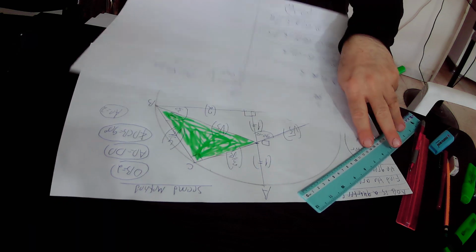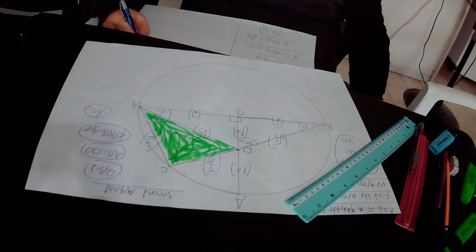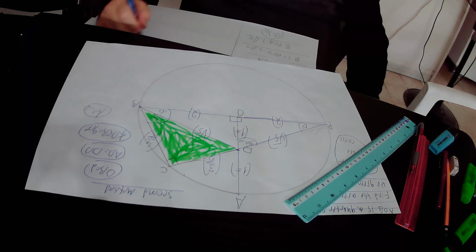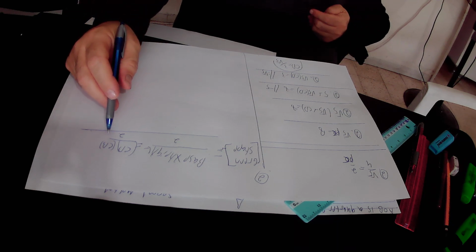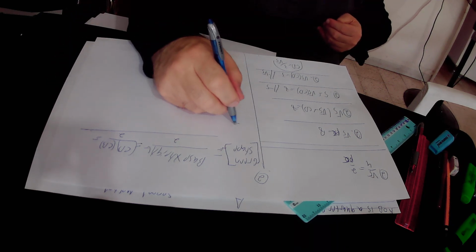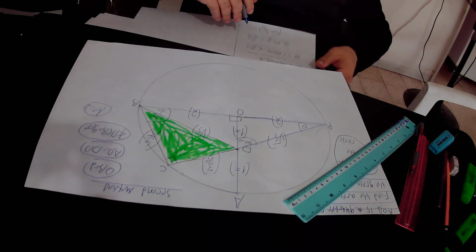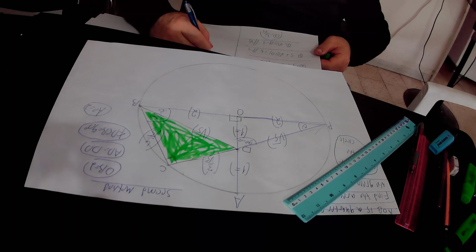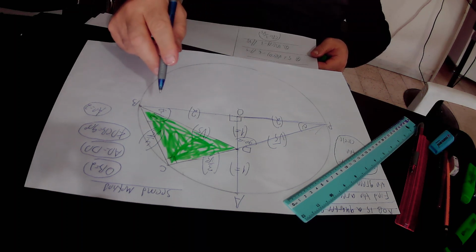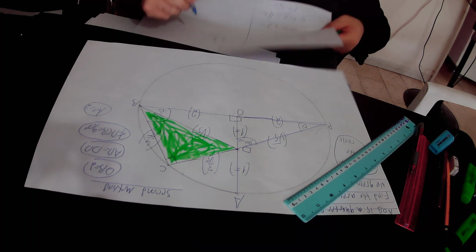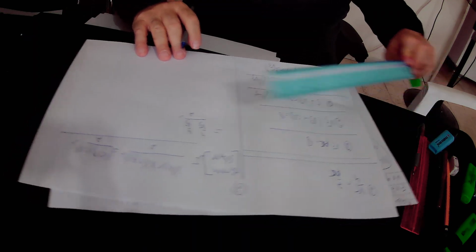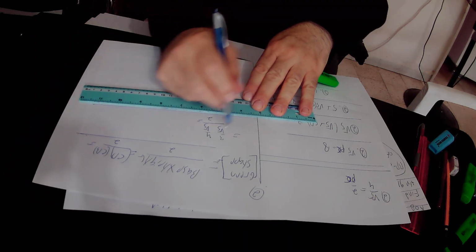Again, we'll choose the base as side CD, and the height as side CB divided by 2. So the area of the green shape equals the base, that is CD, times the height to the base, that is CB over 2. So the area of the green shape equals CD, which is 3 over square root of 5, times CB, which is 4 over square root of 5, divided by 2. So the area of the green shape equals the value of this expression.